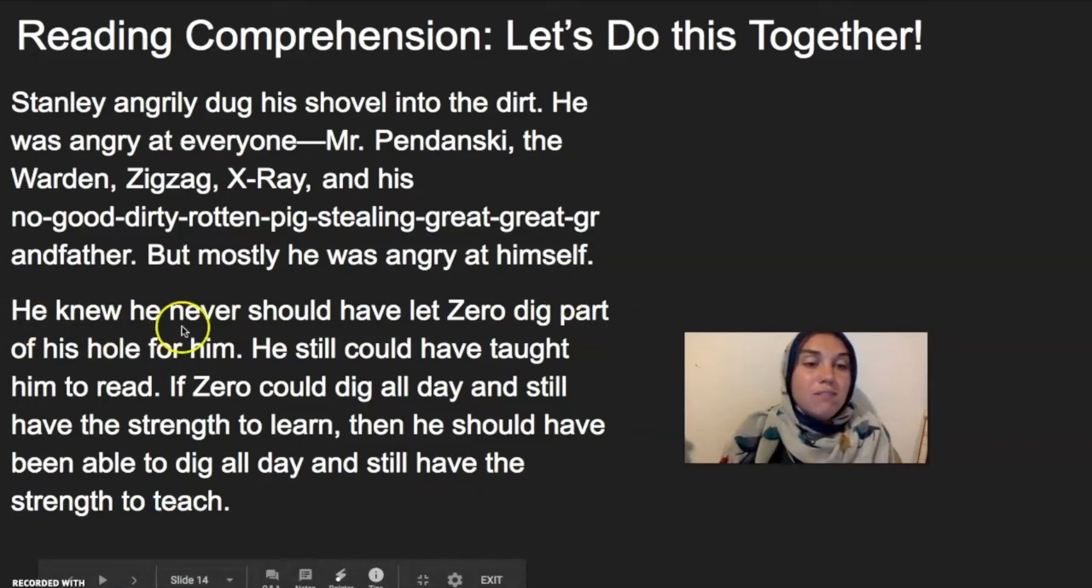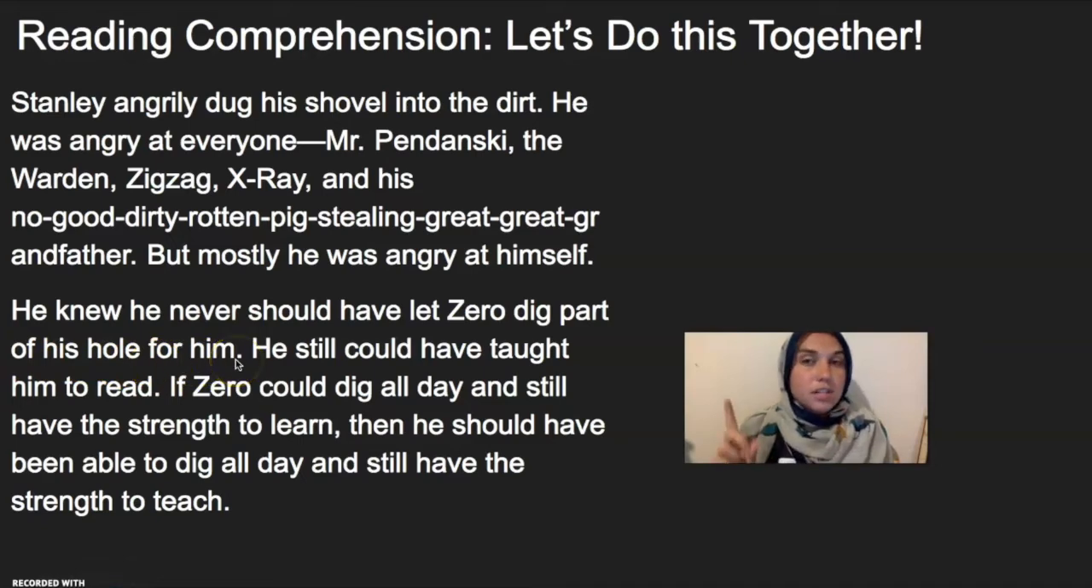He knew he never should have let Zero dig part of his hole for him. Ding, ding, ding, jackpot, okay? Who is this he? This he is our main character, Stanley. So Stanley knew he never should have let Zero dig part of his hole for him. So it sounds like from this paragraph that Zero is helping Stanley by digging part of his hole for him, okay? So Stanley is teaching Zero how to read, and Zero is digging part of his hole for him.